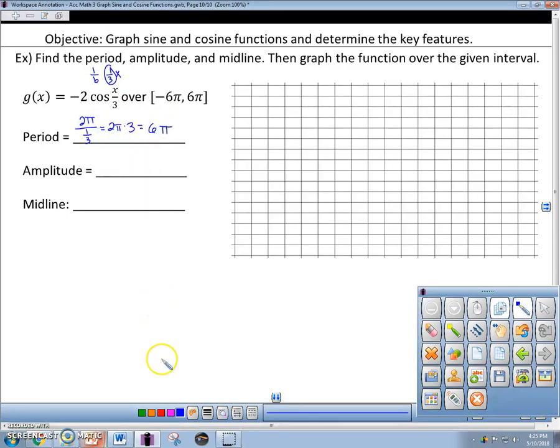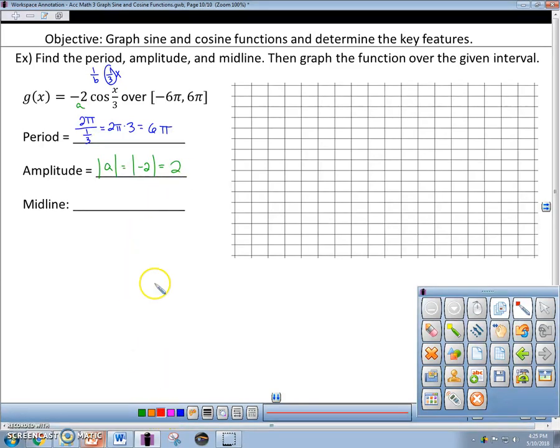The amplitude, remember, is by definition the absolute value of our a parameter. And our a parameter this time is -2. So we're looking at the absolute value of -2, which would be +2. And what this means is that that is basically half the distance between the relative minimums and maximums for the cosine function, and the distance from the midline to a maximum or a minimum.